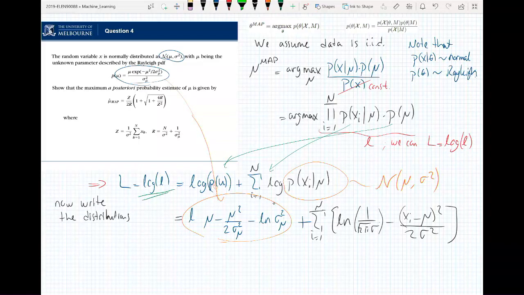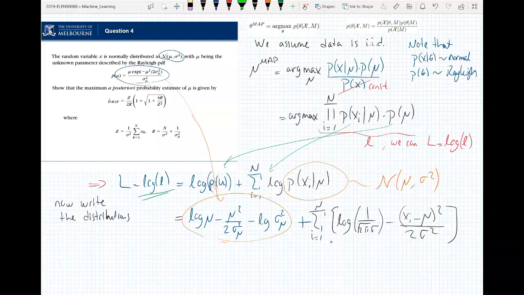I should actually make these things consistent, otherwise it looks very confusing. This is log, this is log. I used the log here. The other solution uses ln. That's fine. Okay, now note what do we have here?